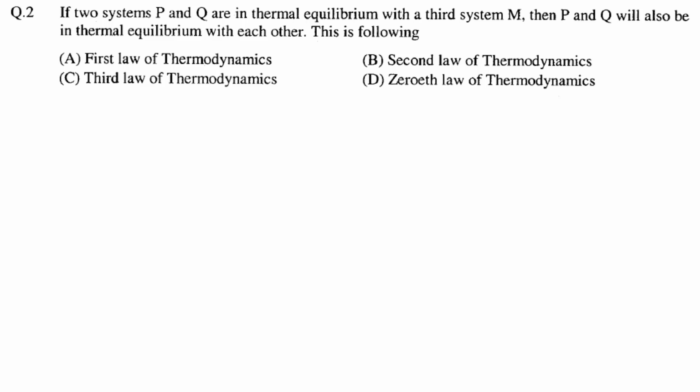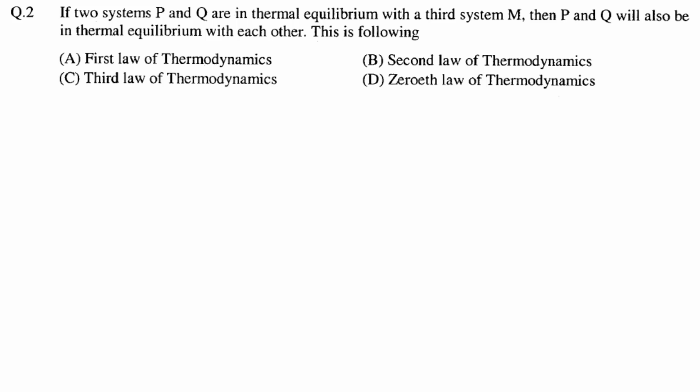We are going to solve these thermodynamics questions of GATE 2011 in metallurgy. First question: if two systems P and Q are in thermal equilibrium with a third system M, then P and Q will also be in thermal equilibrium with each other. This is following the first law of thermodynamics, second law, third law, or zeroth law of thermodynamics.